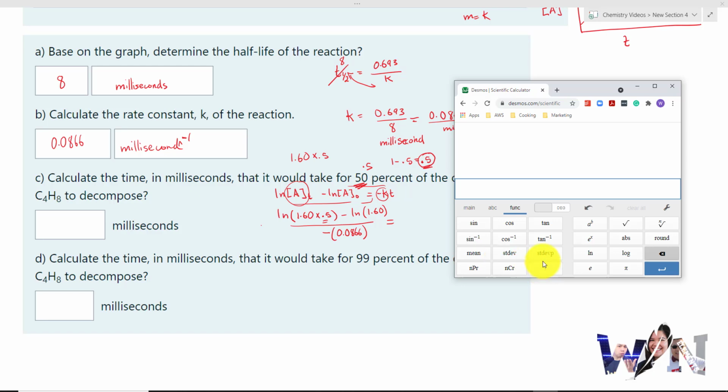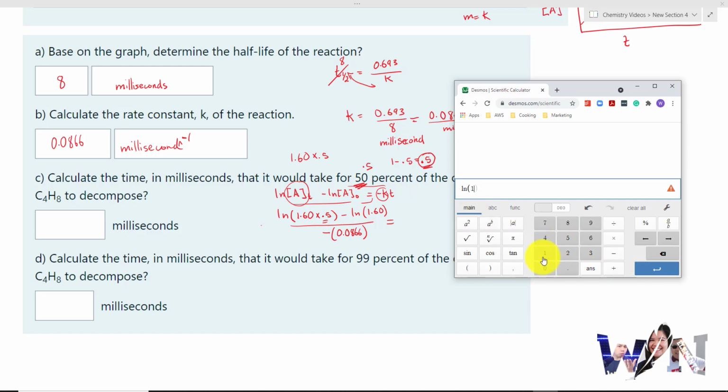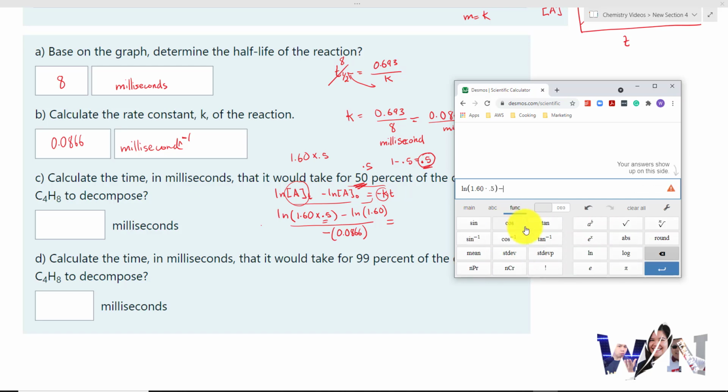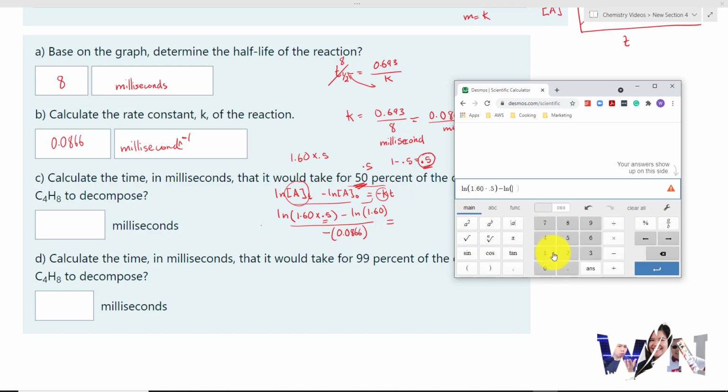Now let's plug into our calculator. In this case, let's use the decimal calculator. What do we have? Natural log of 1.6. Go back to the main. 1.60 times 0.5, and the parentheses are there. And we are going to minus the natural log of 1.6, which we have originally. Okay? And then we press enter. And then we are going to divide it by negative 0.0866. Ooh, see? Go get yourself a calculator. If you have your own calculator, life will be a lot easier.